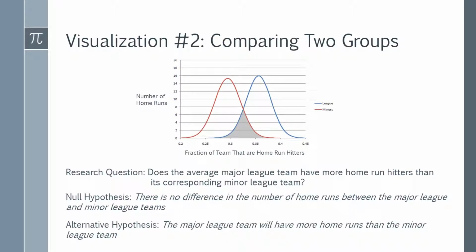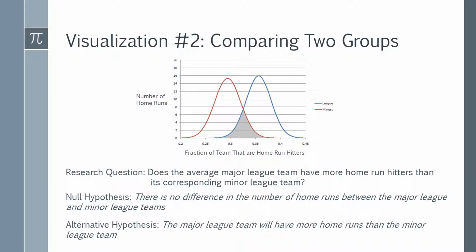The second visualization has two bell curves which we're using to compare two groups. The Major League home run hitting team is represented by the blue bell curve, and the minor league home run hitting team is represented by the red bell curve. Along the y-axis, we have the number of home runs, and along the x-axis, we have the fraction of the team that are home run hitters.